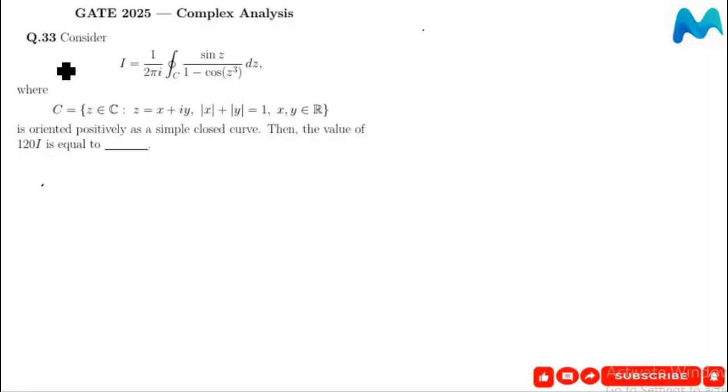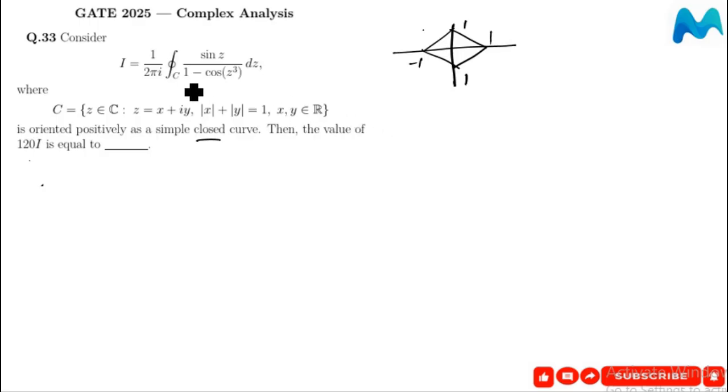Let us start. Consider an integral of sine(1/z) over the domain where |x| + |y| = 1, oriented positively as a simple closed curve. Since it is a simple closed curve, we have to find the value of the integral. The closed curve will look like this.